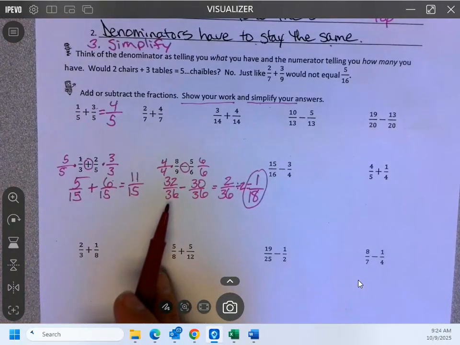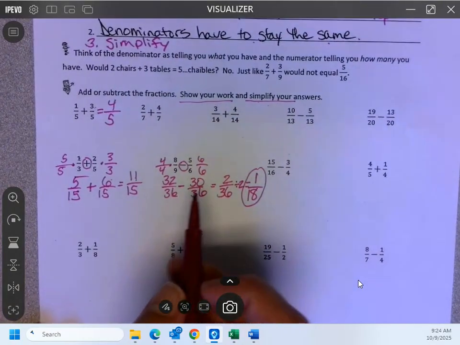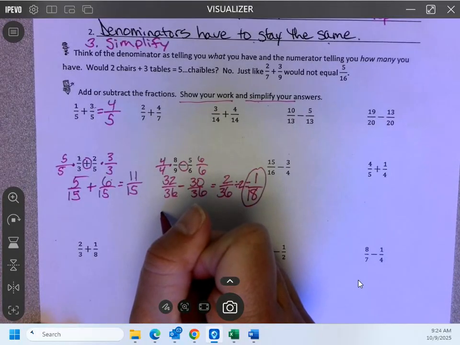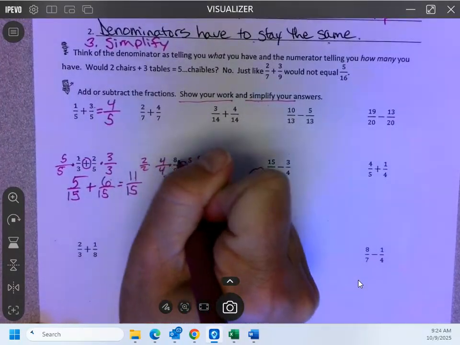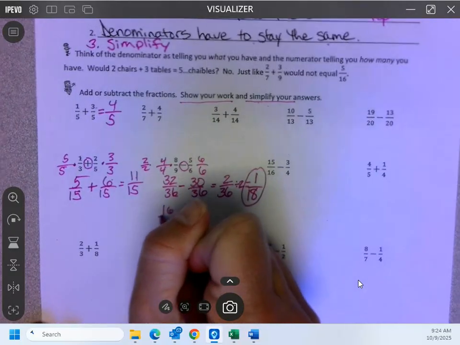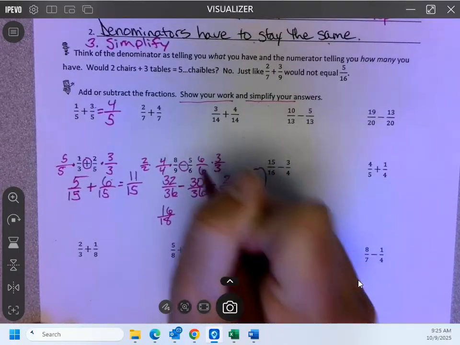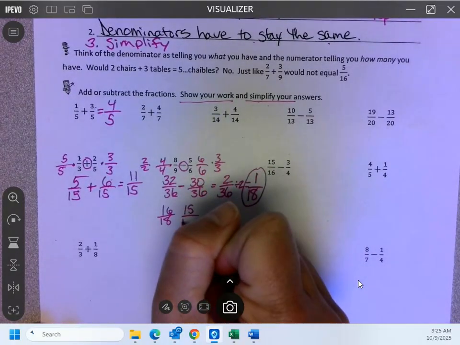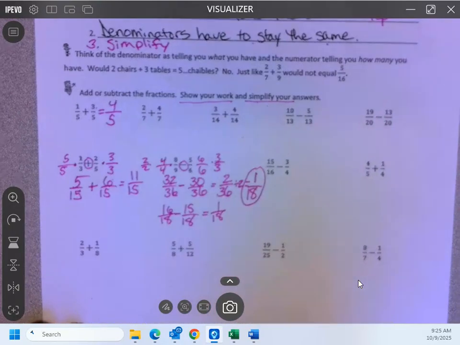Now, is 36 the only common denominator that they share? No. I could have gone all the way down to 18 and said, okay, I'm going to multiply this one by 2's. So that would be 16/18ths, and I can multiply this one by the 3's. So that would be 15/18ths, and I subtract, and I would get 1/18th.